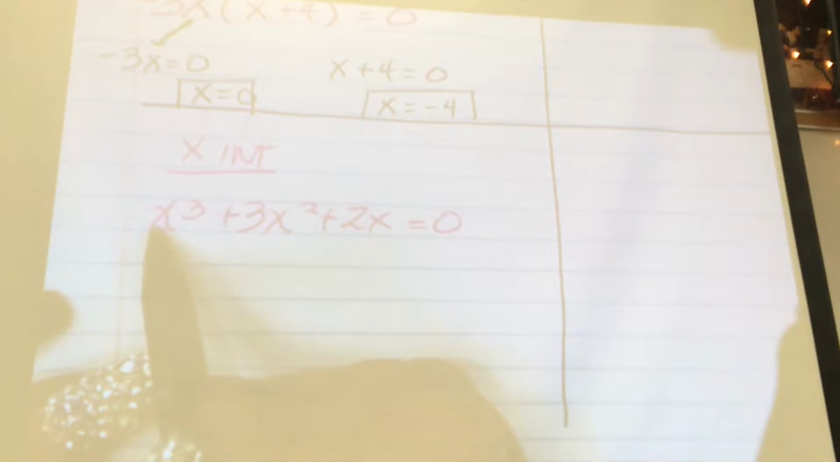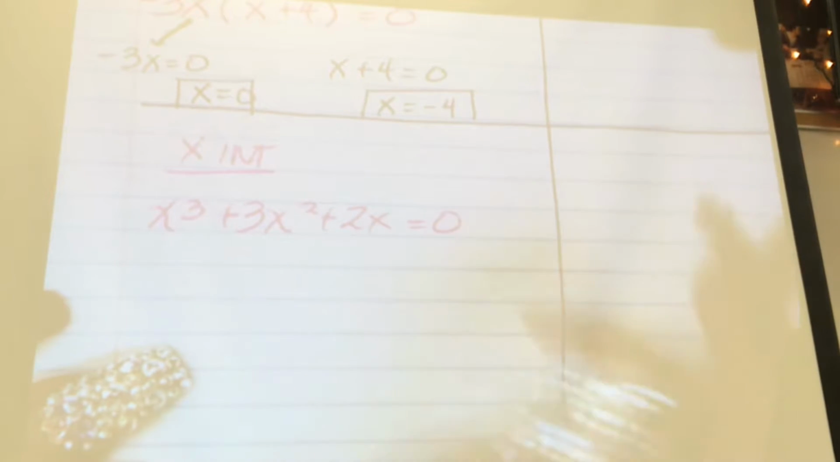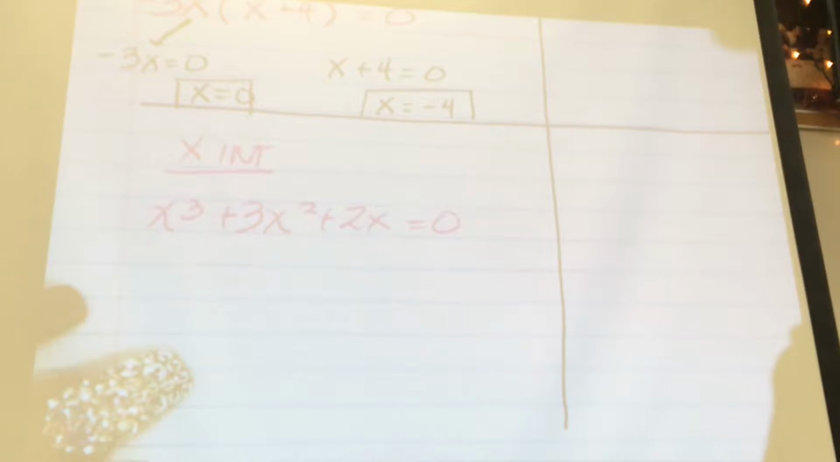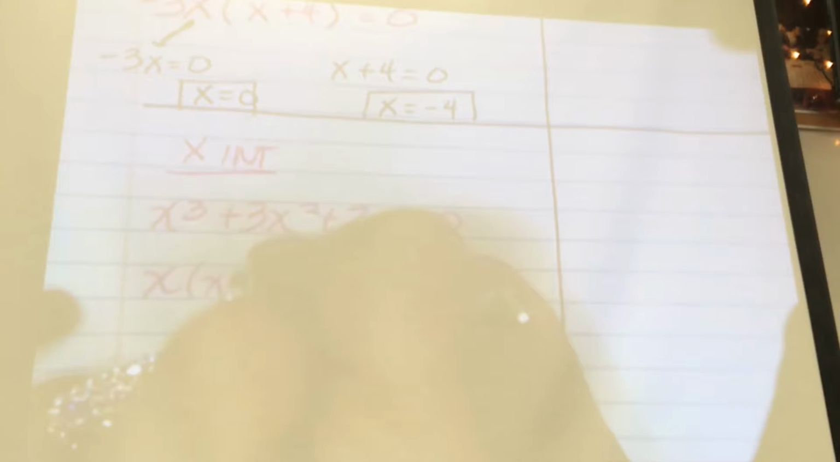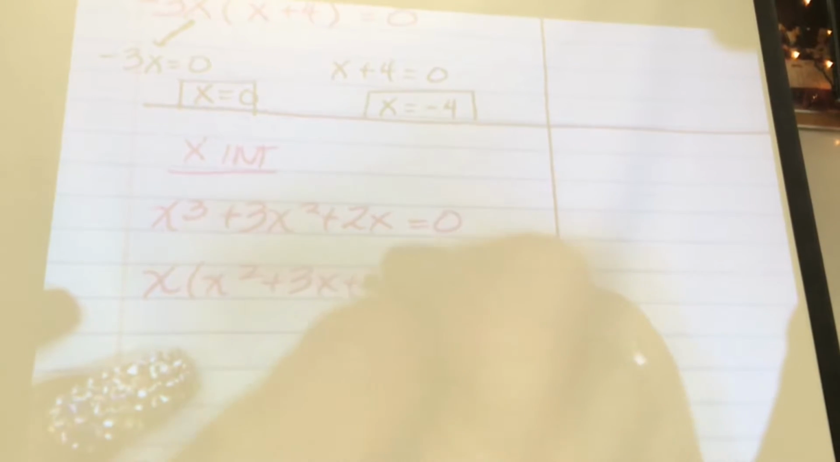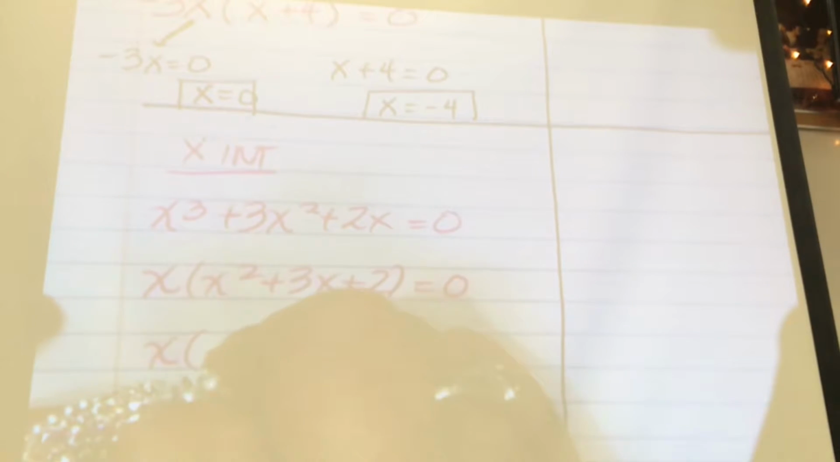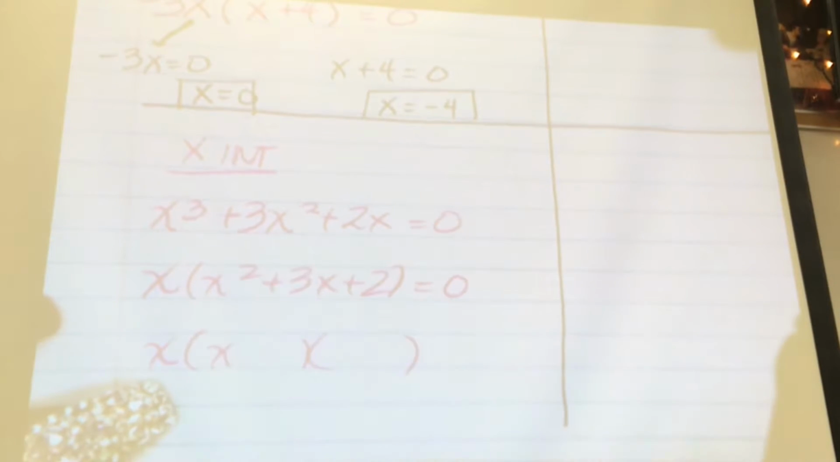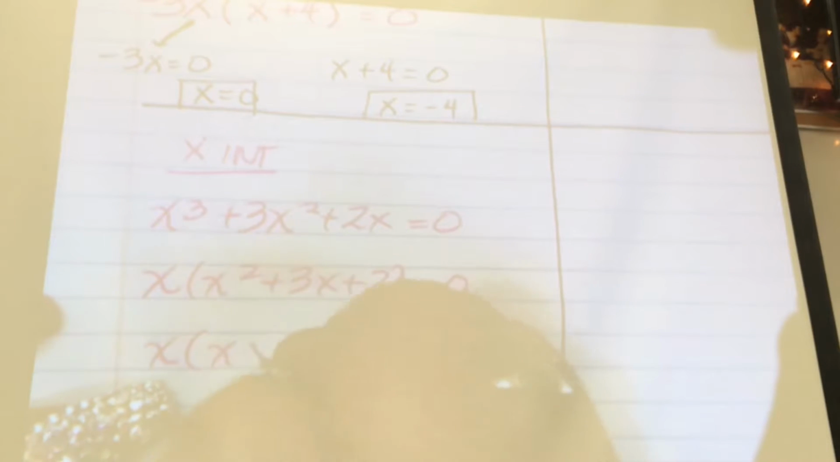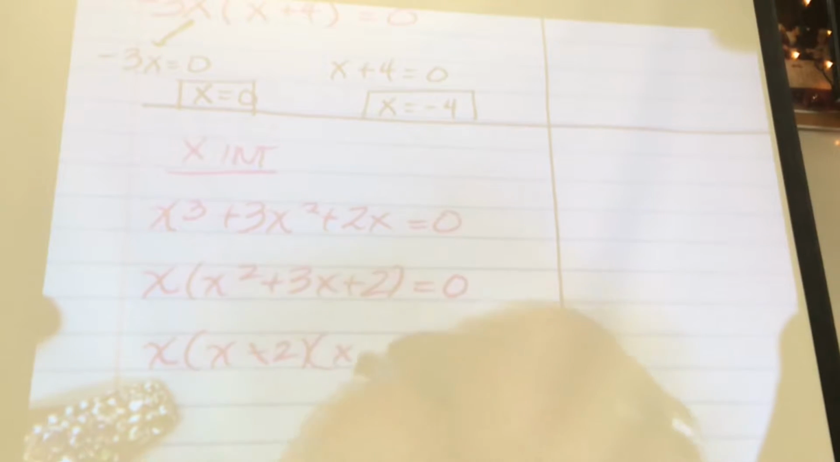Daisy, what can I factor out of an x cubed, a 3x squared, and a 2x? Yep. Take out an x, and I'm left with x squared plus 3x plus 2. And now I can factor this. What factors x squared plus 3x plus 2? X plus 2 and x plus 1.